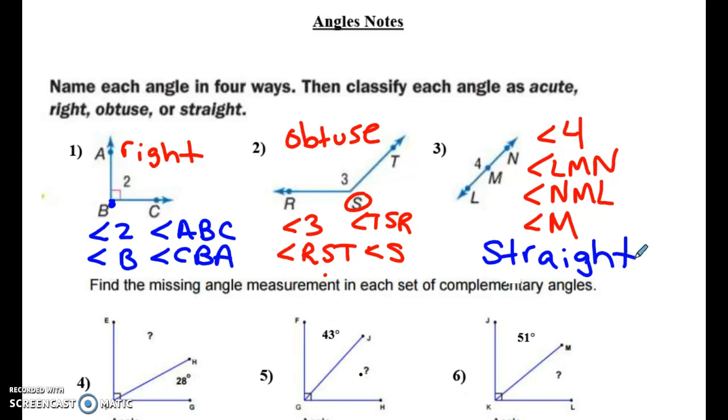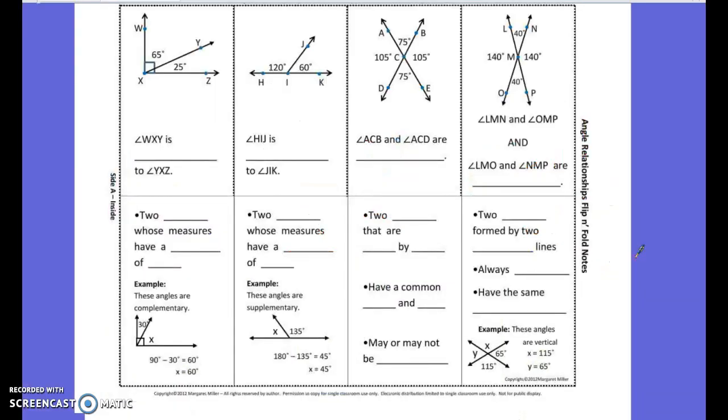All right, next you're going to take out your foldable, and then we'll come back to questions 4, 5, and 6. All right, so now we're going to continue talking about a few different types of angles.